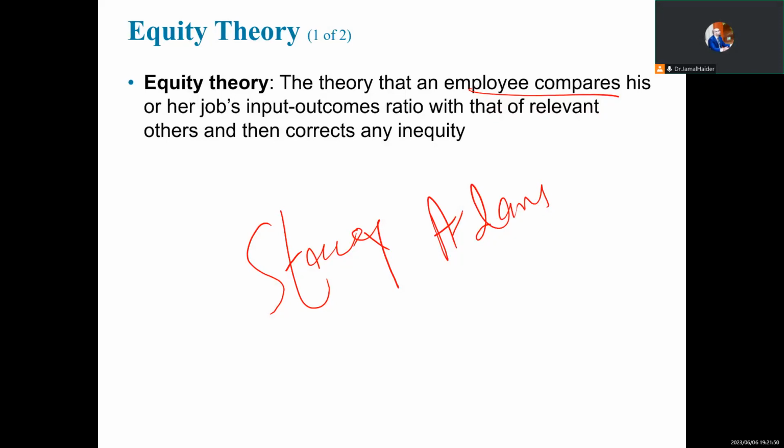then she or he feels unrewarded, and will compromise on her or his productivity, and if this inequity is not being corrected, then ultimately he starts to be absent or ultimately resigns the job.